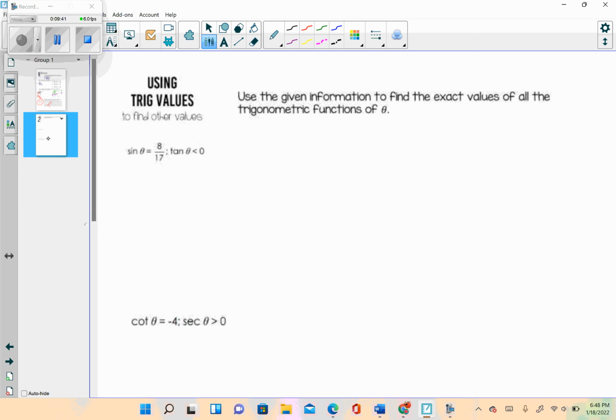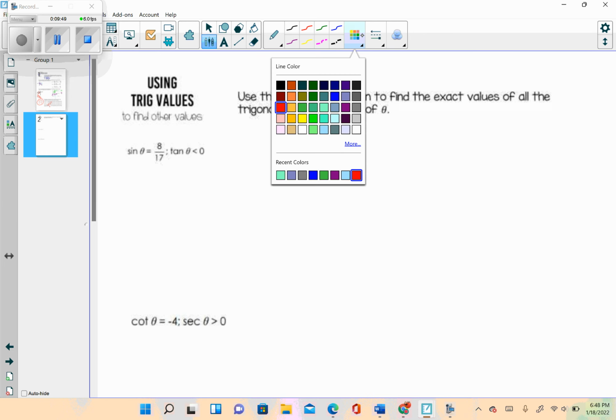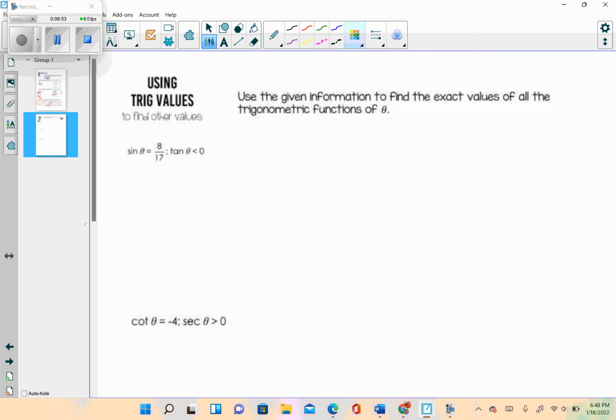Now, what's going to happen here is I'm going to give you what I know is true, sine, cosine, or tangent, and I'm going to tell you another piece. So what I will do is I will label what I know. In this case, sine is positive, so that means it's in quadrant 1 or quadrant 2. And tangent is less than 0, which means it's negative. So that means it has to be in quadrant 2 or quadrant 4.